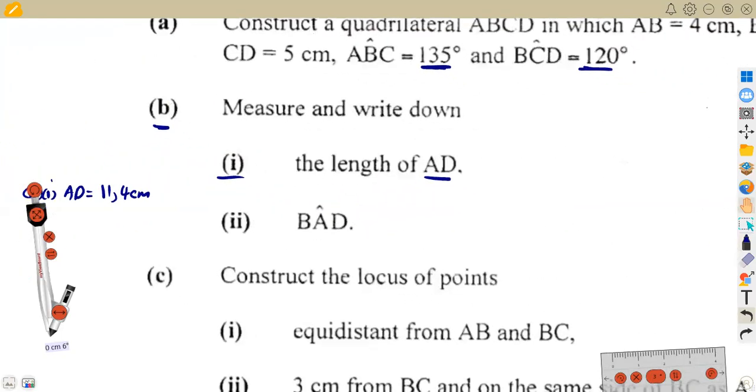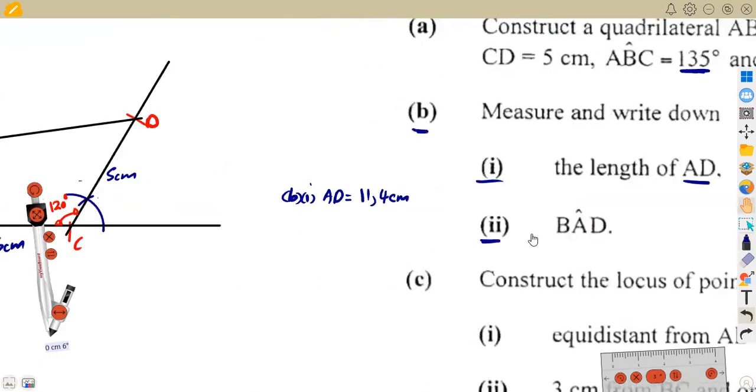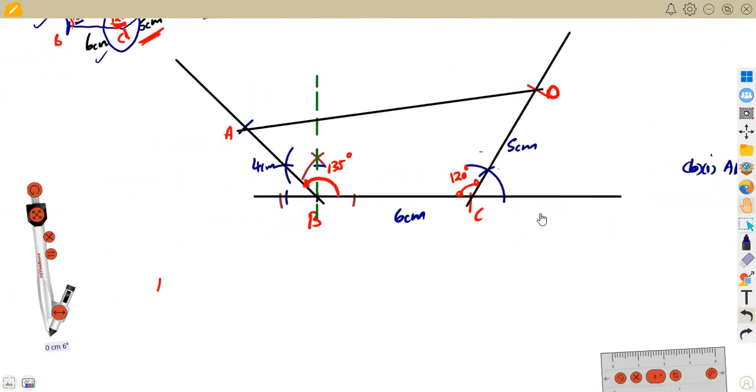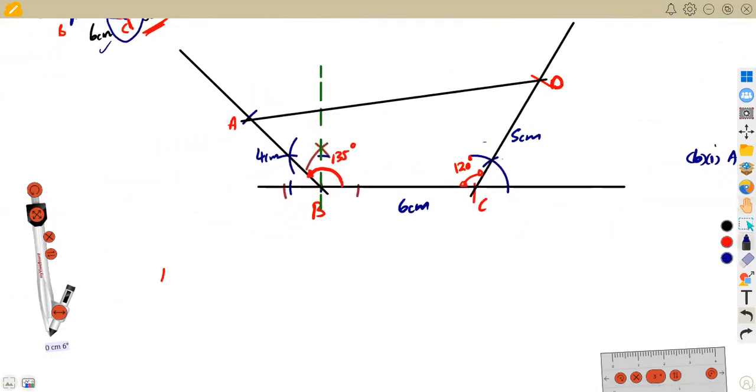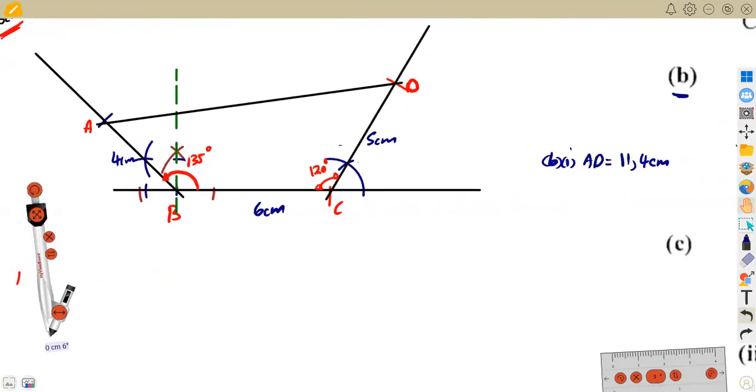Measure with your ruler, then you write it aside. All right. Then we have got D, BAD, angle BAD. So this time we need to measure the angle BAD. So that is another item, which is B item 2. All right, so we need the angle BAD.